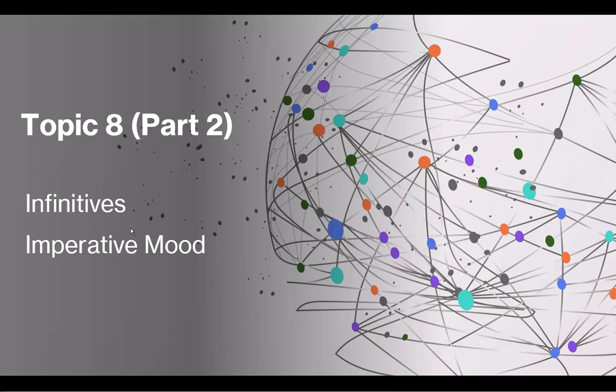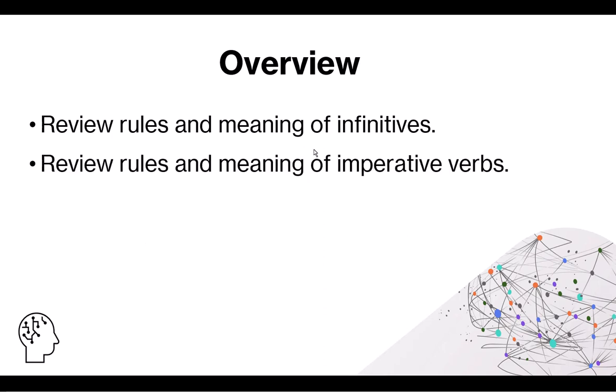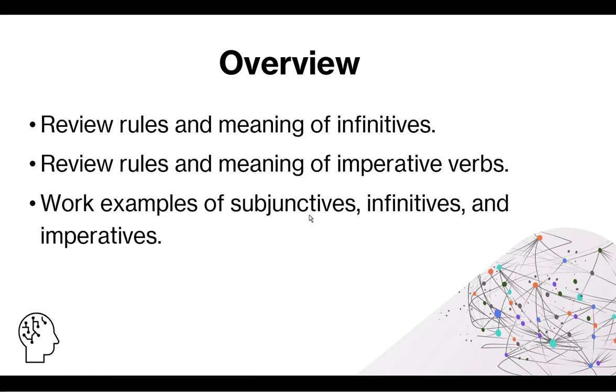We have talked about the subjunctive mood, and now we're going to move on and talk about infinitives and the imperative mood. So first we'll review the rules and meaning of infinitives, then we'll review the rules and meaning of imperatives, and finally we'll work examples of subjunctives, infinitives, and imperatives.